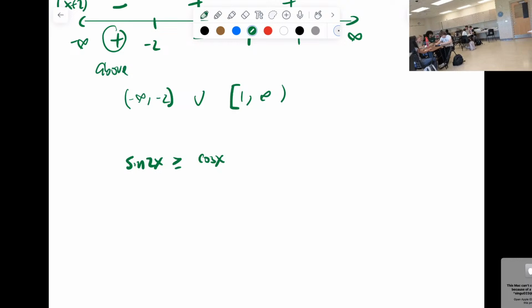Okay, so I have a question. Sine of 2x greater than or equal to cosine of x. Let's see how much you guys know how to do this.